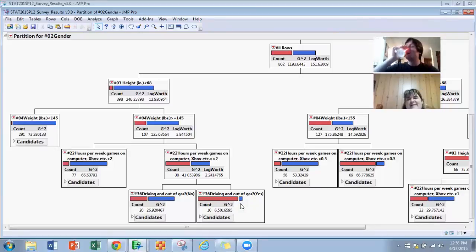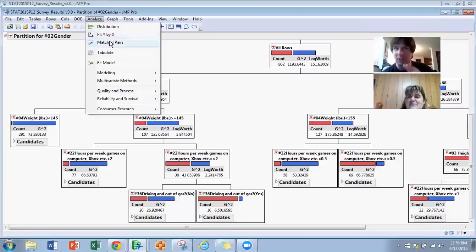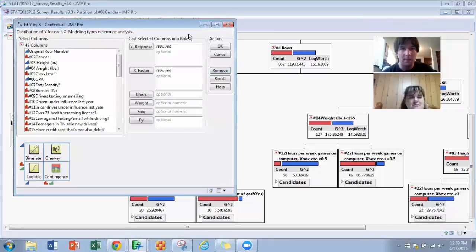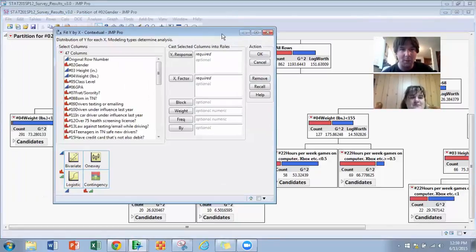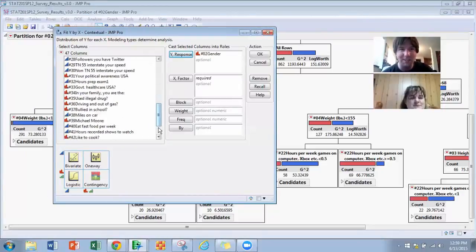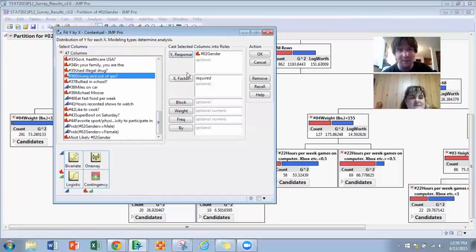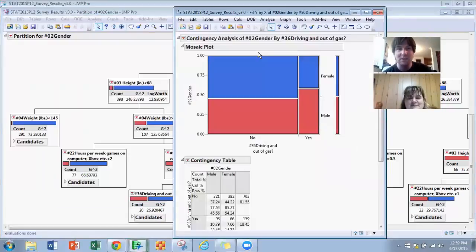Here's the cool thing: we could just do this, because this is only a small set of the data. Driving without gas is variable 36. We have the numbers on these. Let's see how well it does. Let's see if it's statistically significant. This is a later topic, but this is the fun of JMP. Oh, wait, you're right. It's statistically significant. And this gets back into mosaic plots, which was chapter 3. The bigger the gap, the more significant.